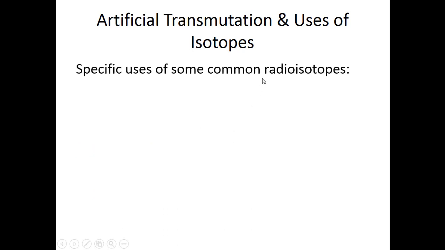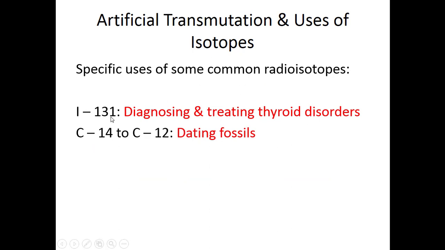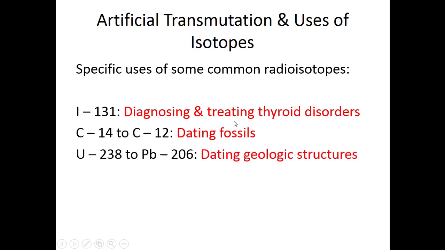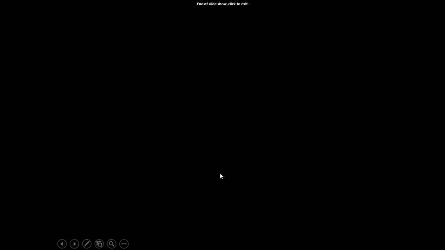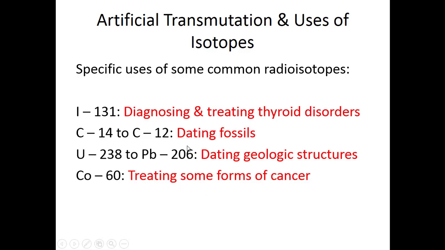Some specific common radioisotopes that are used: I-131. Iodine-131 we use in diagnosing and treating thyroid disorders. The easiest way to remember that one is thyroid, I as iodine. Carbon dating uses carbon-14 to carbon-12, and uranium-238 to lead-206 is for geological structures. Cobalt-60 is for treating some forms of cancer. Those are all the common uses that New York State likes to have you know. So it's always good to know these, and you will be assessed on your exam for those.